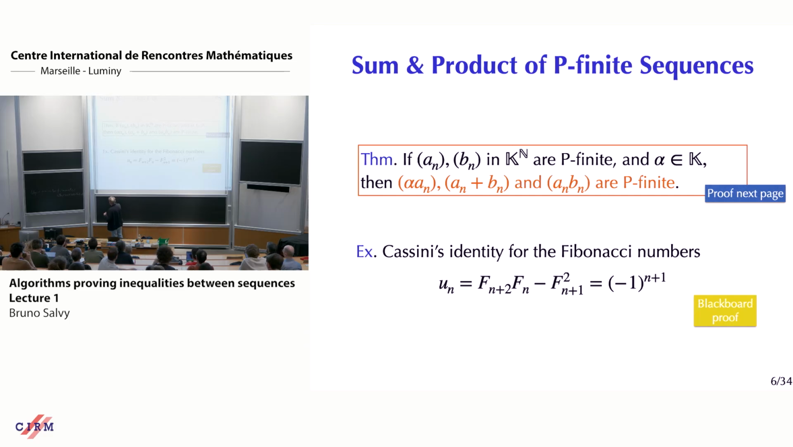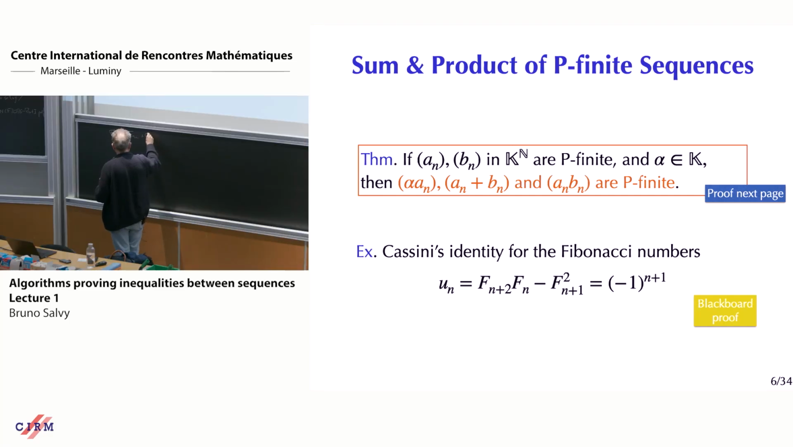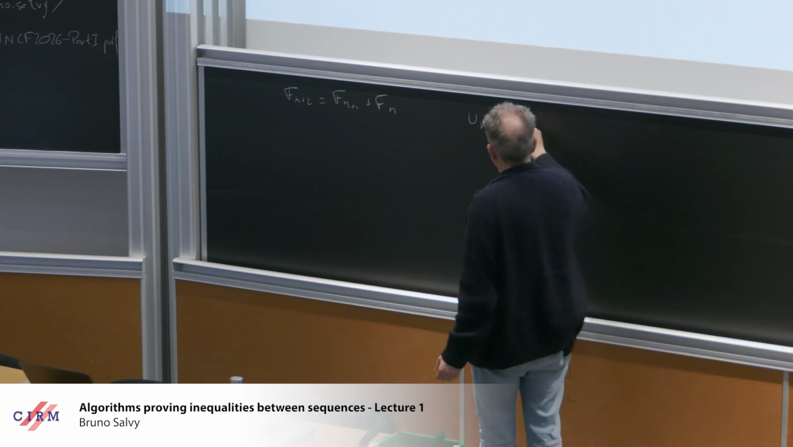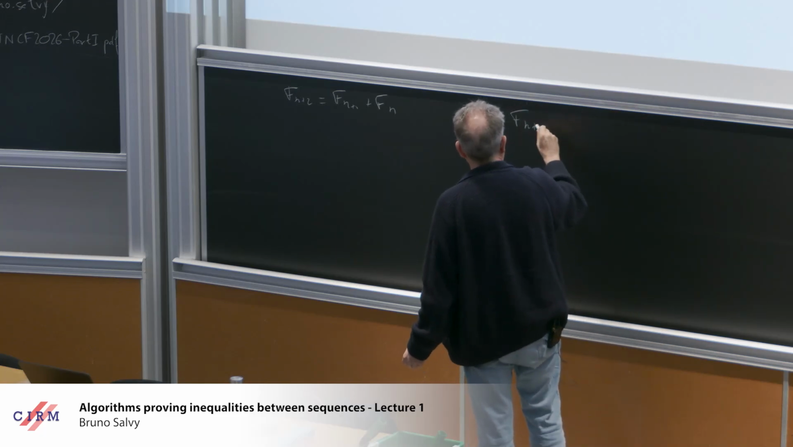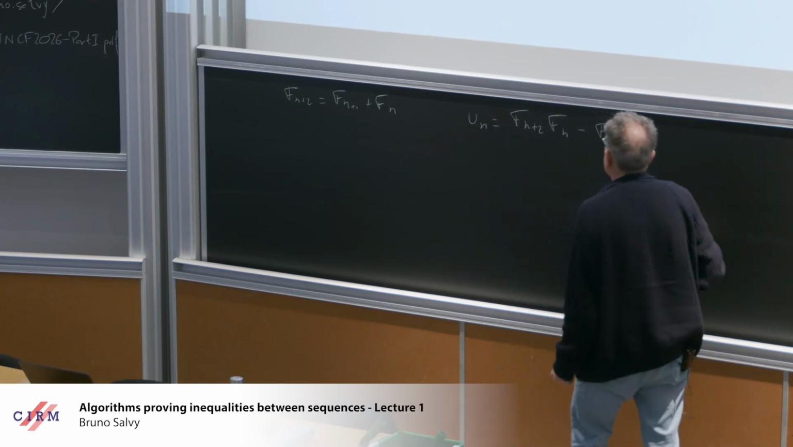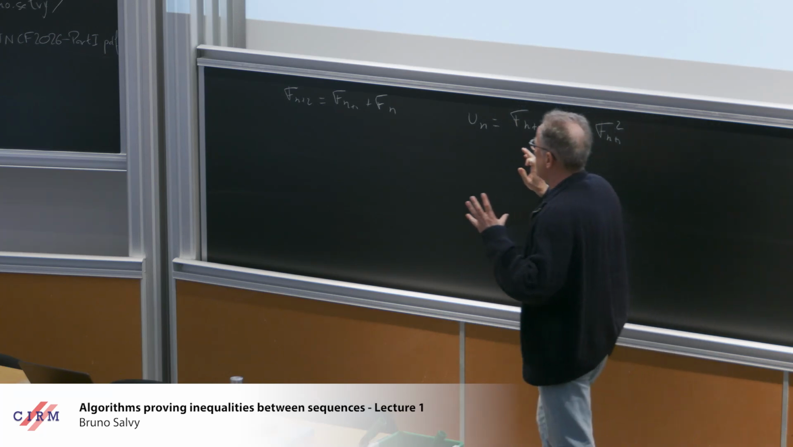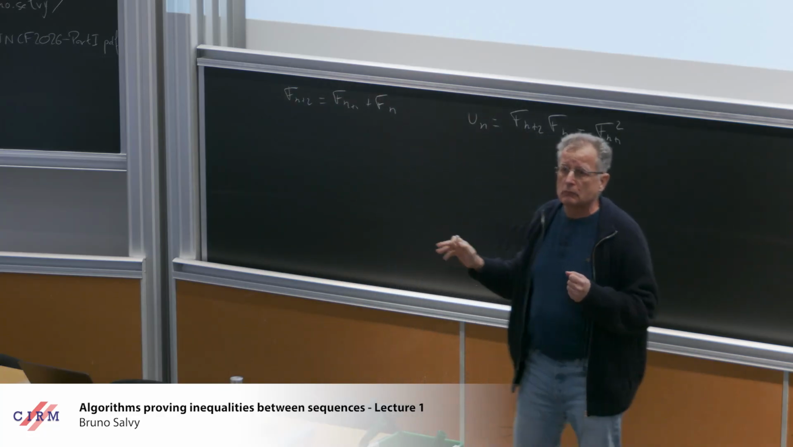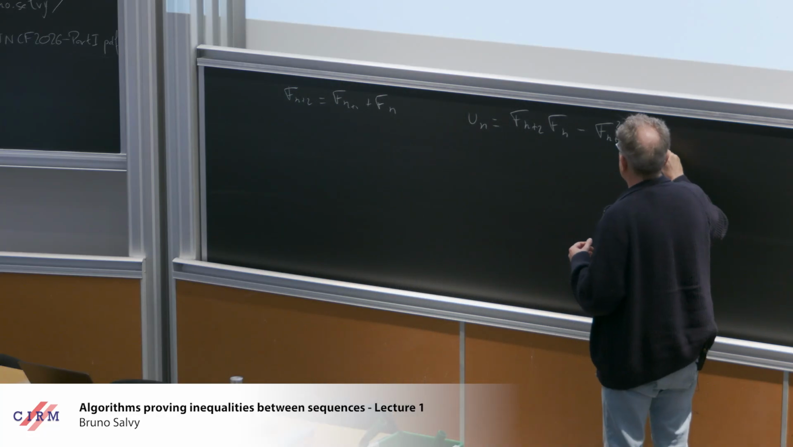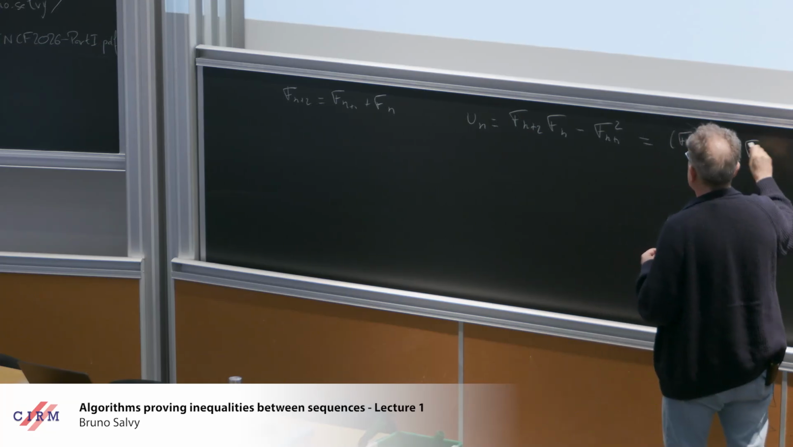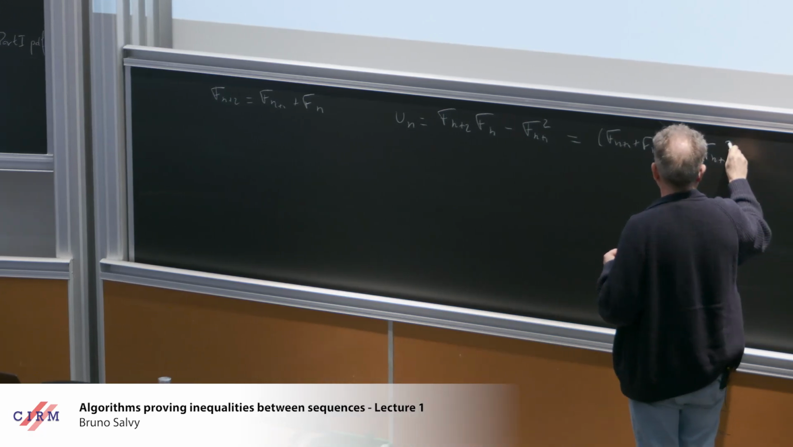So the thing is, you have your Fibonacci numbers, and you want to prove that this sequence is nice, where for us nice will always mean p-finite. So the idea is every time you see an fn plus 2, you rewrite it on the first two. So that's fn plus 1 plus fn minus fn plus 1 squared.